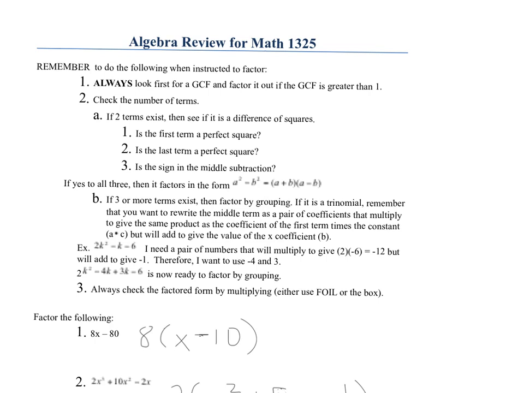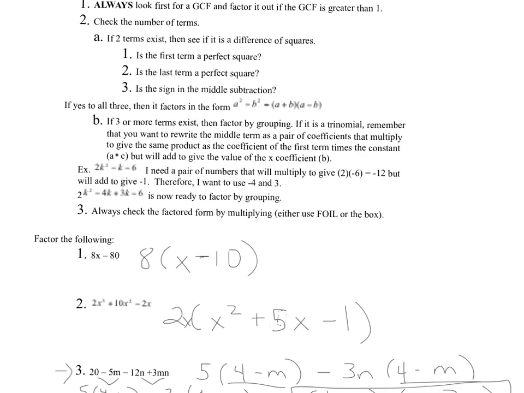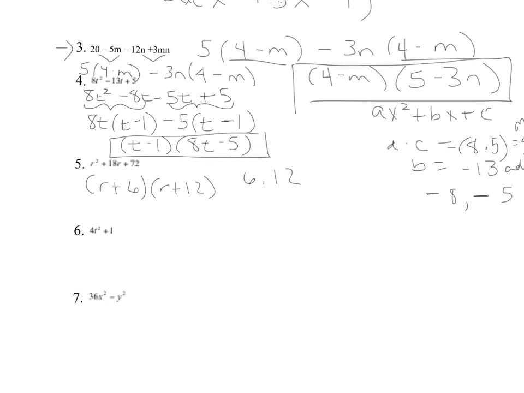We have actually been practicing what happens when we have 3 terms, going through the steps of grouping. This is the first time we've seen one that just had 2 terms that didn't have a GCF other than 1. What we're going to check for is to see if we might have a difference of squares. There are 3 questions you ask yourself, and that will tell you if you've got a difference of squares. Is the first term a perfect square?